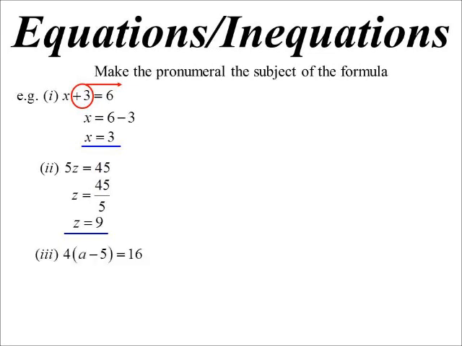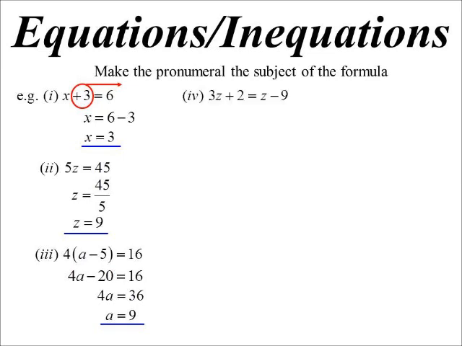Then we introduce parentheses, and two ways, I guess, of approaching this. You could divide both sides by 4 first of all, then solve the equation, or you could expand the parentheses out, then solve the equation. Which way did I do it? I've expanded out first. So I've got 4a minus 20 is 16, so I then want to move that 20 to the other side. It becomes 36. Divide both sides by the 4, and we've got our 9.